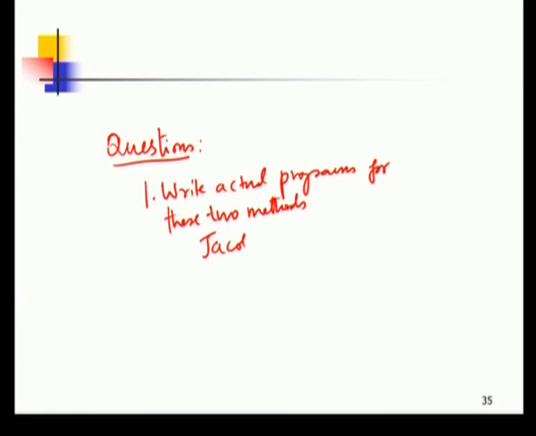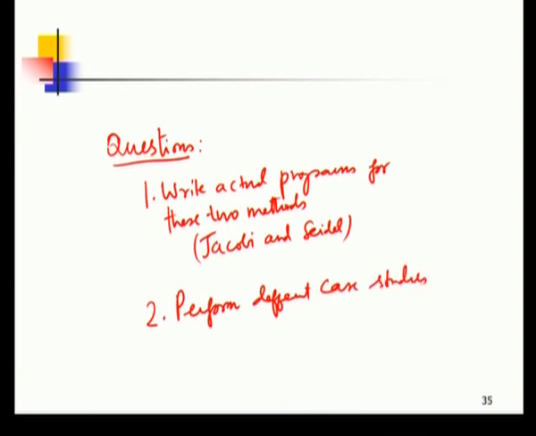Questions? Write actual programs for these two methods, Jacobi and Seidel. Students may use our pseudocodes for writing the actual program. You may use C language or MATLAB for doing that. Second, perform different case studies with different initial vectors.